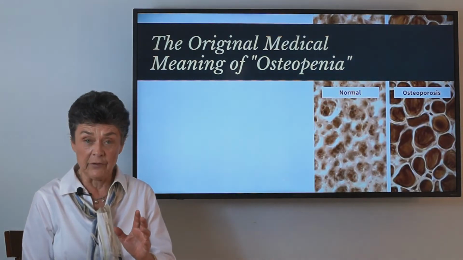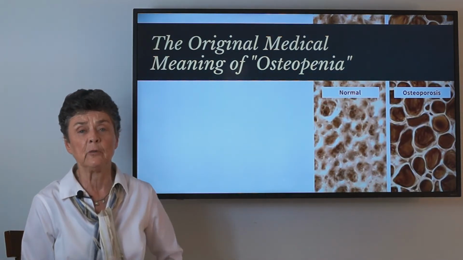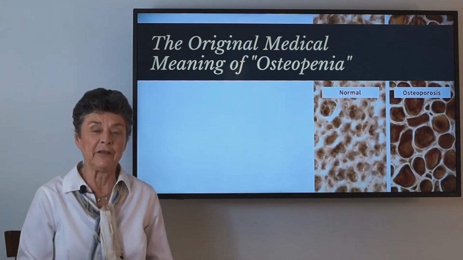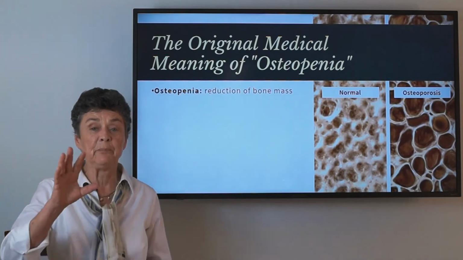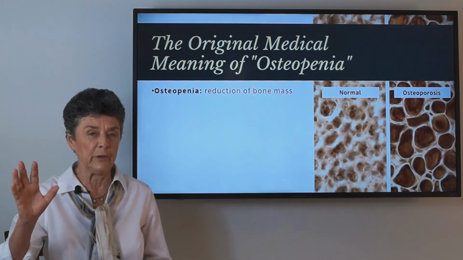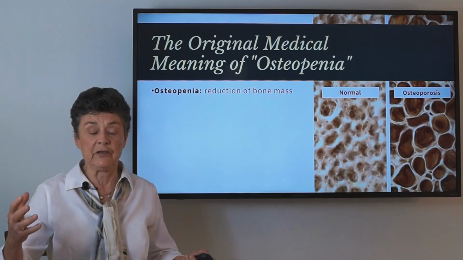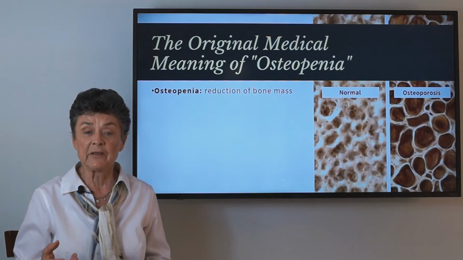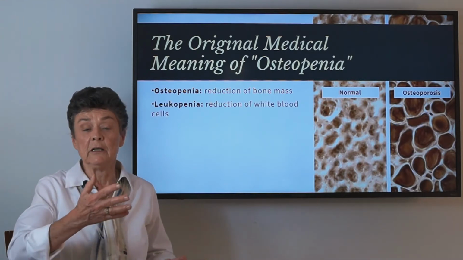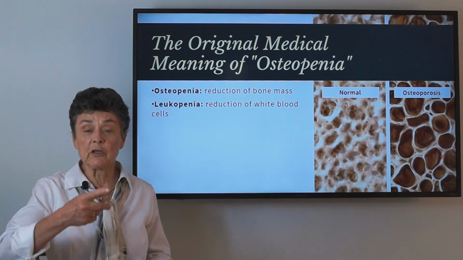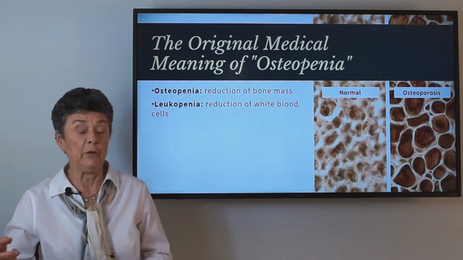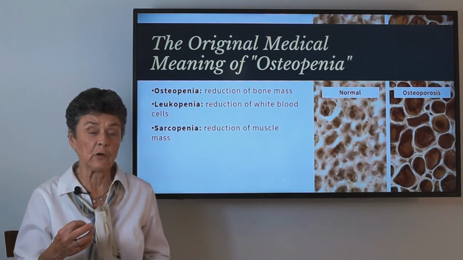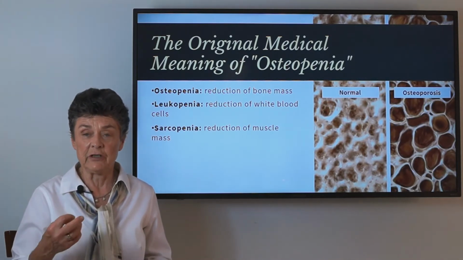However, the term osteopenia did have a medical meaning, several decades ago. And that medical meaning relates to the term osteo, which is bone, and penia, which means a lack of or a reduction. So for all of history, osteopenia simply meant a reduction in bone mass. And it's very similar to leukopenia. Leukocytes are white blood cells. Leukopenia is a reduction in white blood cells. There are many other medical terms like this. For example, sarcopenia is a reduction in muscle.